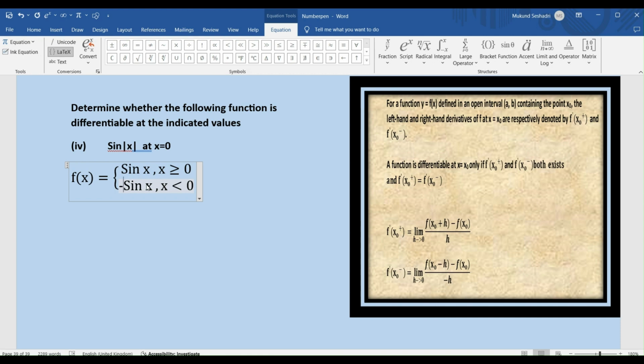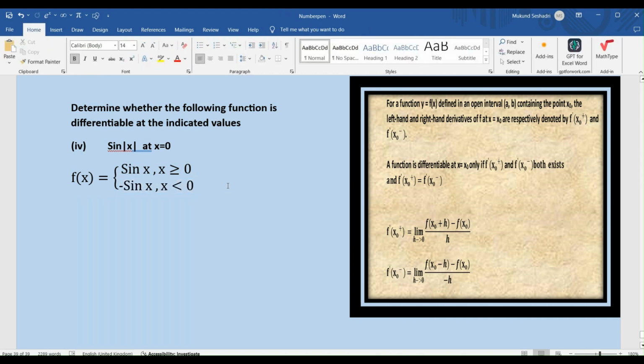Because sine of minus theta equals minus sine theta, or you can also say sine of minus x equals minus sine x. I'm not going to go into the details of why. If you've done basic trigonometry, then this has to be very familiar to you. So we are rewriting this function as sine x for x greater than or equal to 0 and minus sine x for x less than 0. And now we know how to proceed when we've been asked to find the differentiability at a particular point.